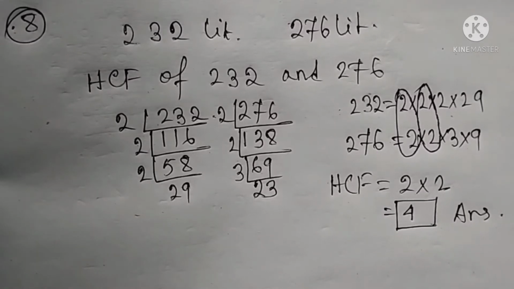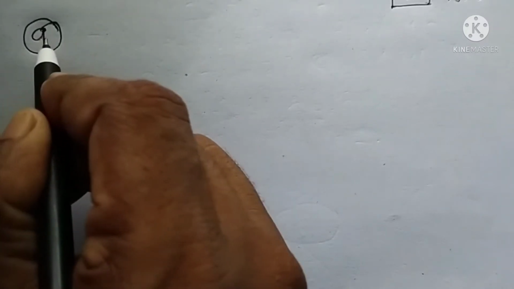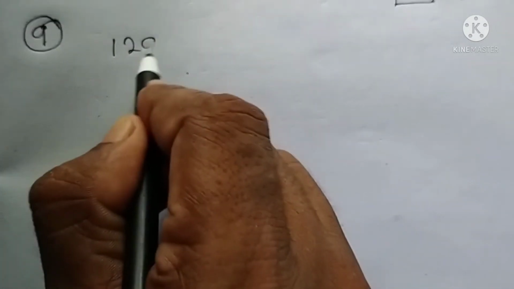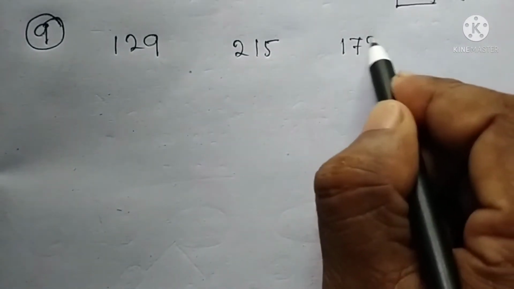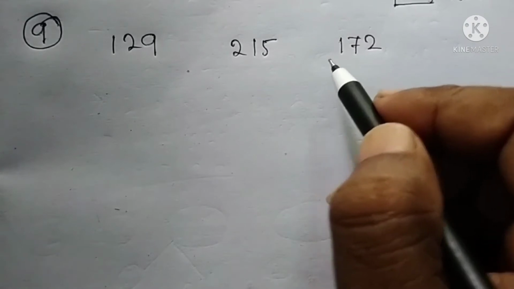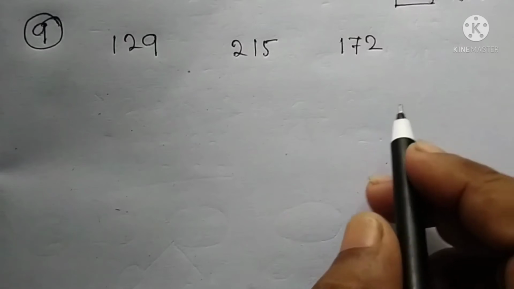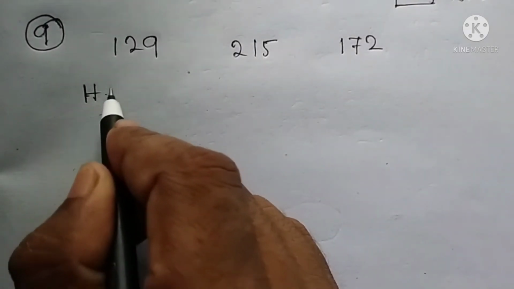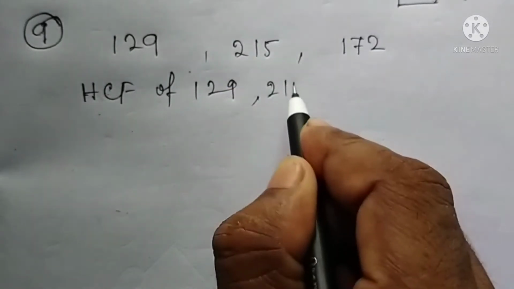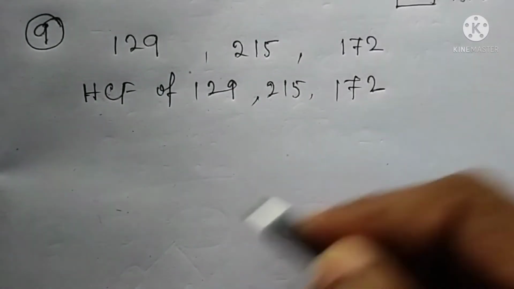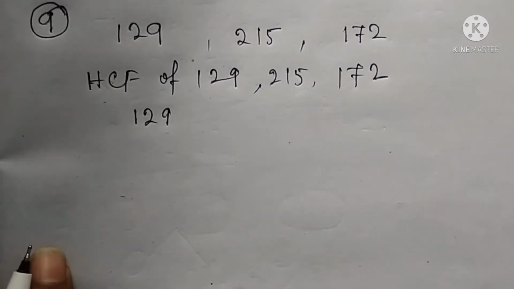Understood everyone? Now try to solve question number 9. The given question is: there are 129 apples, 215 oranges and 172 papayas to be distributed equally in the baskets. What is the largest number? Again it's the largest number, so we have to find the HCF of 129, 215 and 172.